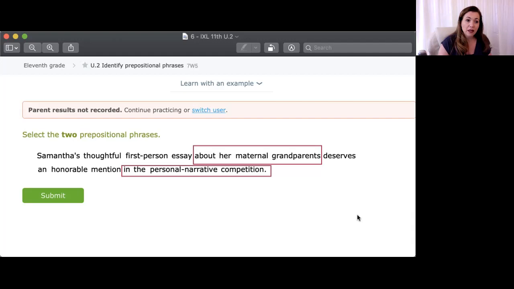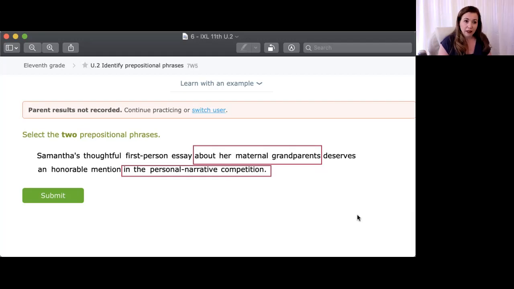So in this case: Samantha's thoughtful first-person essay about her maternal grandparents deserves an honorable mention in the personal narrative competition. So we pick these out based on prepositions. The first preposition we come across is the word about, and then we look at what follows about. Is that a prepositional phrase, about her maternal grandparents? Absolutely it is. So that's the first one.